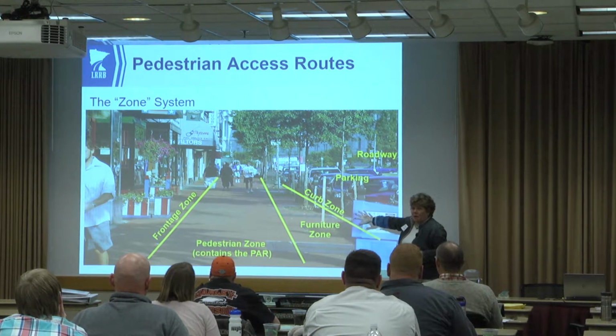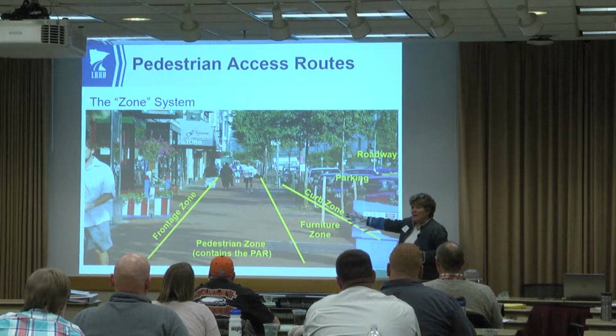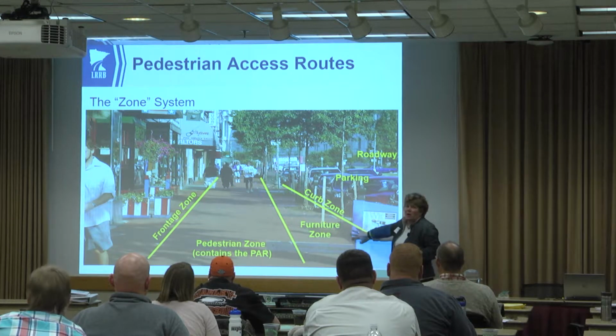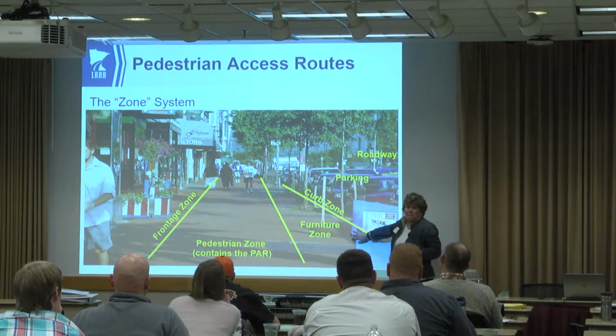So the furniture zone accomplishes two things. It allows us to keep our pedestrian access zone clear of obstructions and at that minimum width, and it allows for all the extra stuff to be out here.